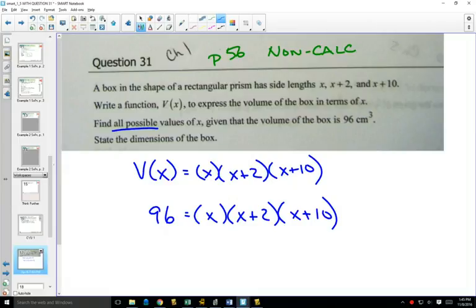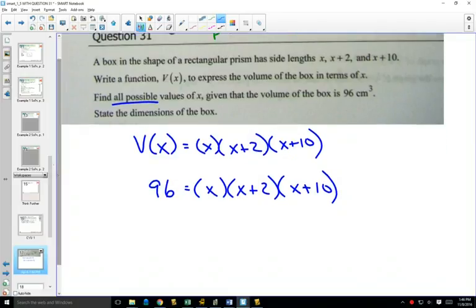And this is the hard part, because you already see the right side factored, so you think, oh, things are good. But when do we factor something? We factor something when it's equal to 0 on one side, and it's equal to 96 on the other. So the solution to this one is, first of all, you'd have to multiply this out. So I'm going to multiply these first 2.